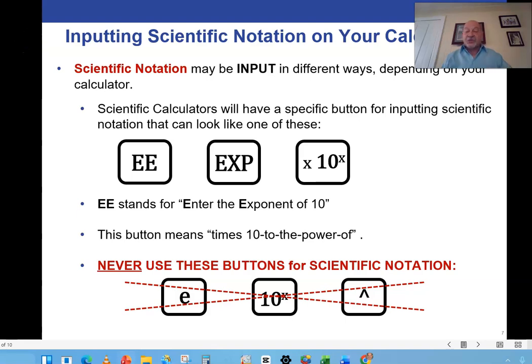Never use any of these buttons for scientific notation. The little e button, that is totally different. The 10 to the x button, and a lot of students use the 10 to the x button thinking they can use it for scientific notation. I will tell you, sometimes it works and sometimes it does not work. So please don't risk it. And then the last button is the power button, the raise to a power button. Don't use any of these 3 buttons. Use one of the Enter Exponent buttons at the top. Your calculator will only have one of those 3, so look for the one that you have. This is the button that will allow you to actually enter your scientific notation, and we'll get to how to do that in a second.